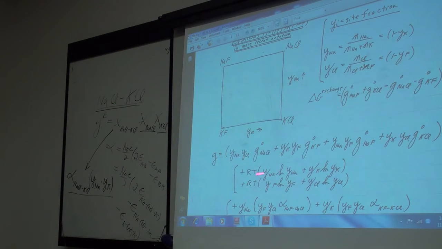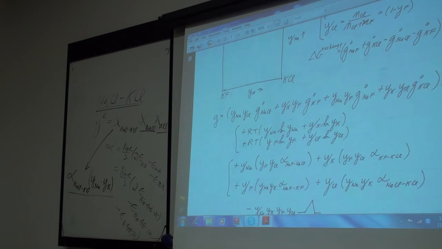Then we have the ideal mixing of the ions on one site and the ions on the other site. Then we have the second nearest neighbor interaction terms, which are the regular solution type terms from the binary systems. So we have the cation interactions varying from one side to the other as the anion varies from fluorine to chlorine, and then we have the anion-anion interactions as you vary this way.